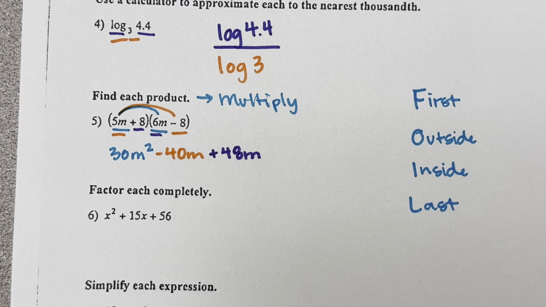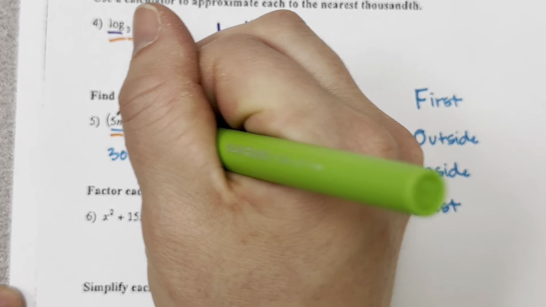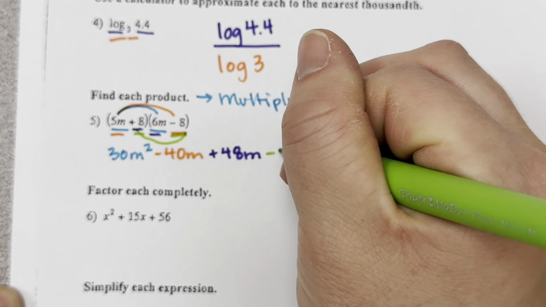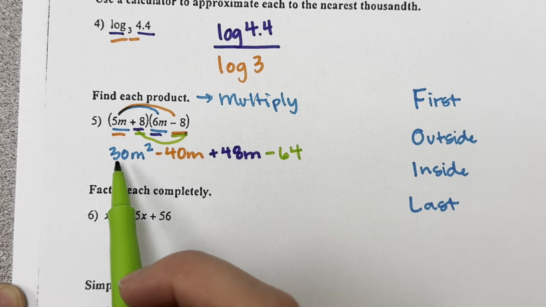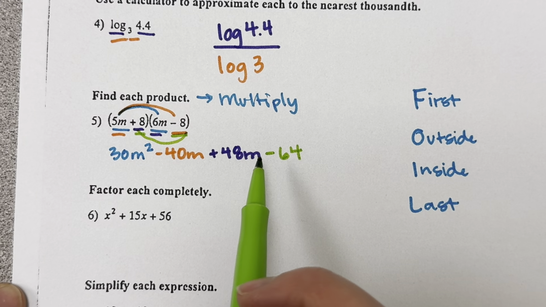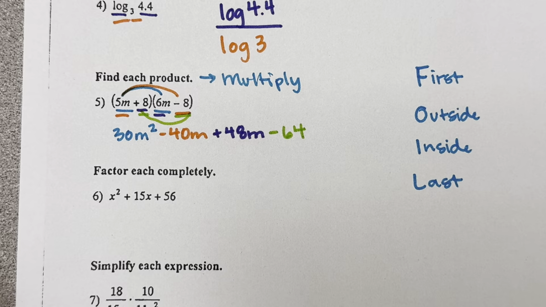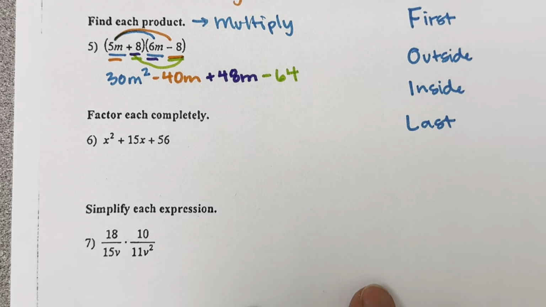Okay, and then finally my last terms, 8 times -8. Well, that's going to be negative 64. Now, this is not your final answer. What you need to do to finish this out is combine like terms to find the final answer. Alrighty, so that's where we are multiplying.